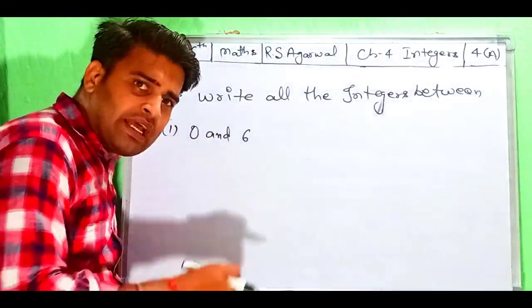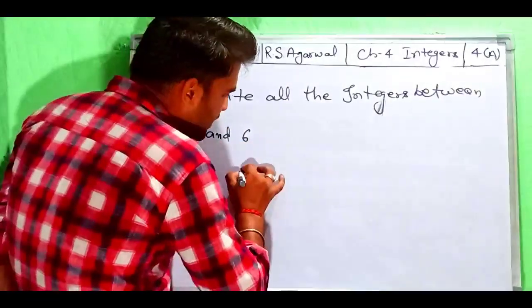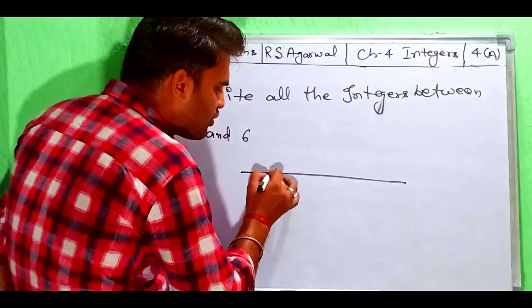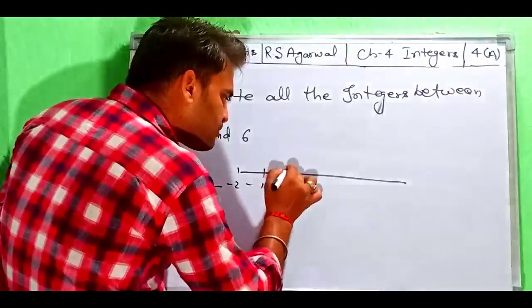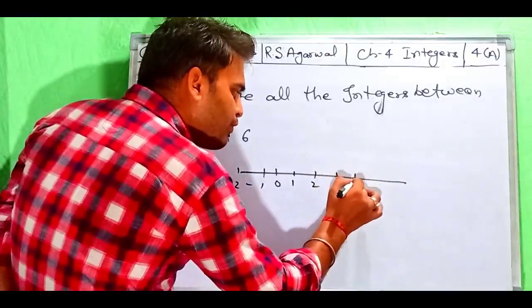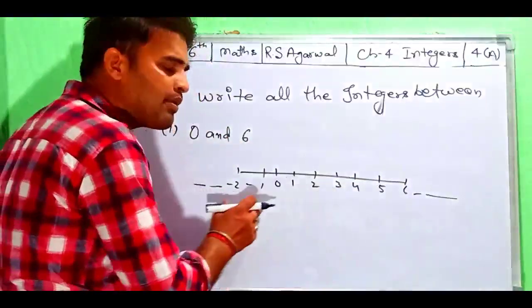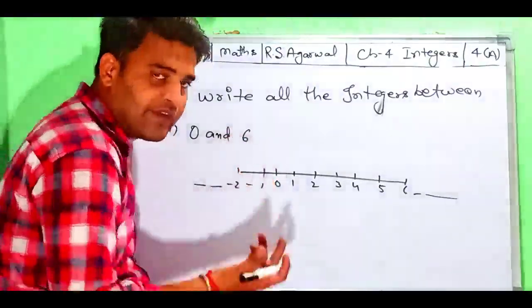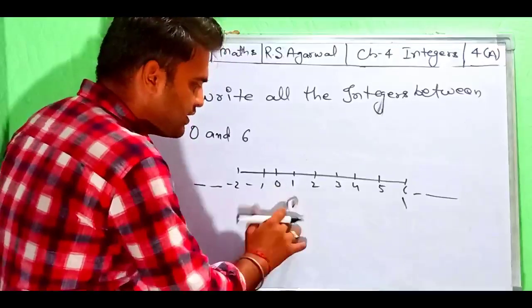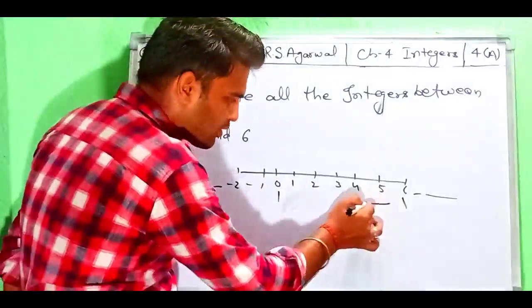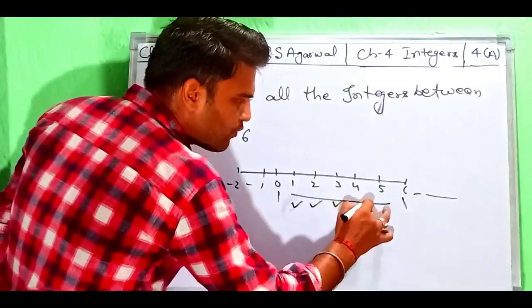If we are talking about the integers between 0 and 6, first check the number line. Here is the 0, there are -1, -2 and so on. Here is 1, 2, 3, 4, 5 and 6 and so on. Now look, students, if we are talking about the integers in the middle of 0 and 6, then what are they? 1, 2, 3, 4, 5.